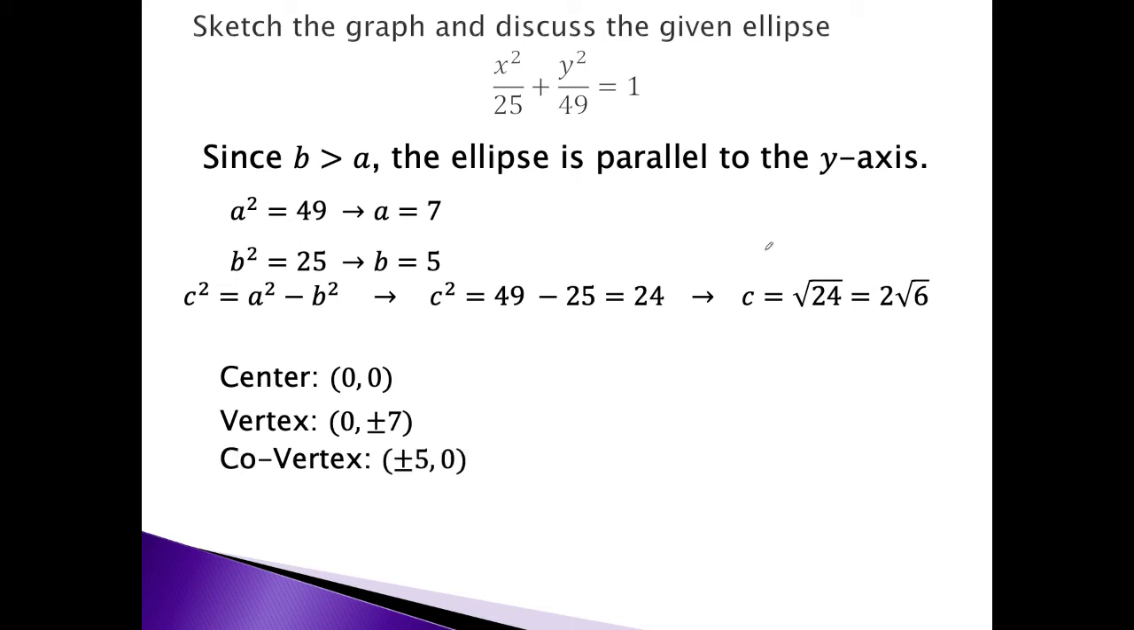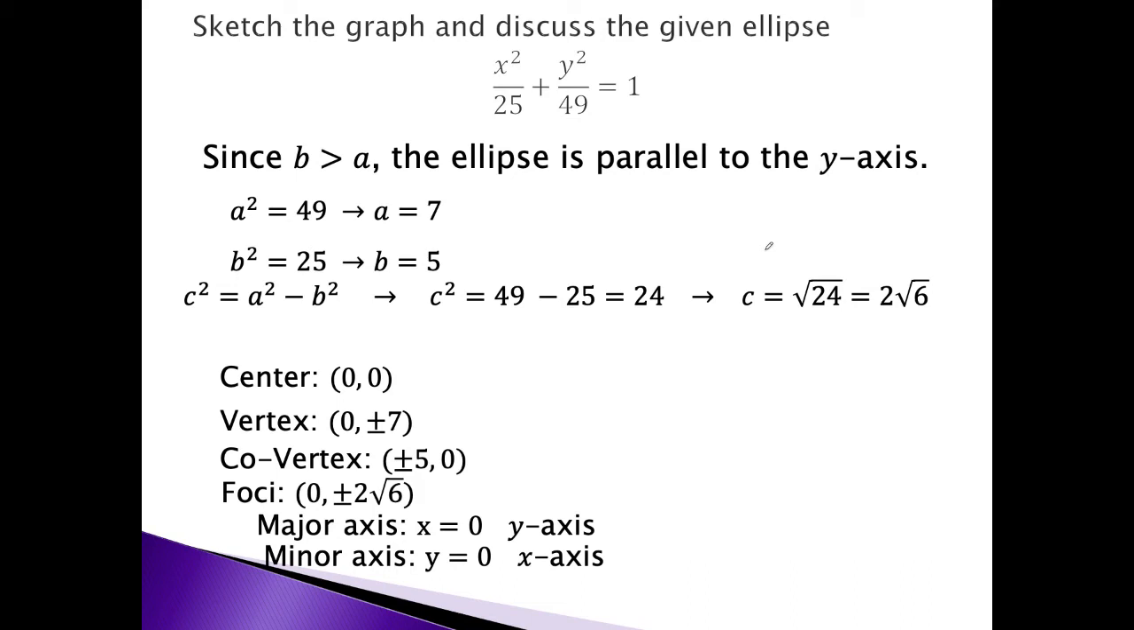We know that for our co-vertices, we add our b to the h, so plus or minus 5 is our co-vertex. We add our c value to the k to get our foci, so we have 0, plus or minus 2 square roots of 6. Our major axis is x equals 0, which is the y-axis. Our minor axis is y equals 0, which is the x-axis.